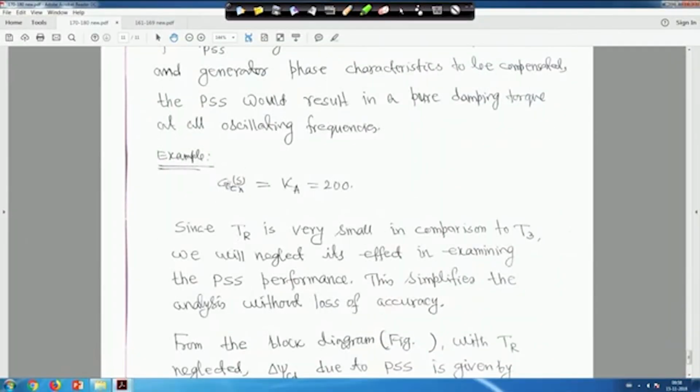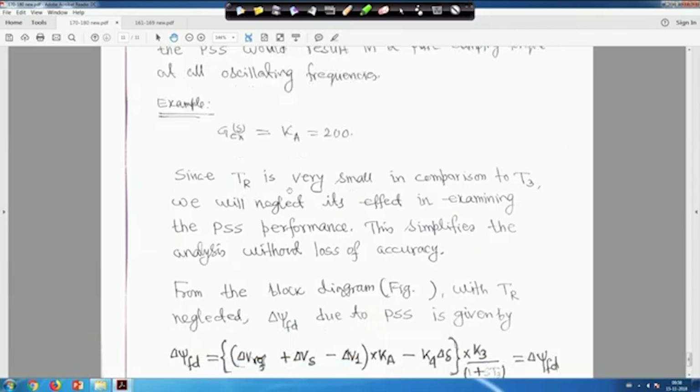For example, just for the sake of understanding, suppose we have taken K equal to 200. Now, since TR is very small in comparison to T3, previously we took one example where T3 is 1.91 seconds and TR is 0.02 seconds. So, TR can be neglected. In the previous example we considered TR and analyzed. I suggest that in the previous example you put TR equal to 0 and repeat the same analysis for your K5 delta psi FD and K4 delta psi FD also as an exercise.